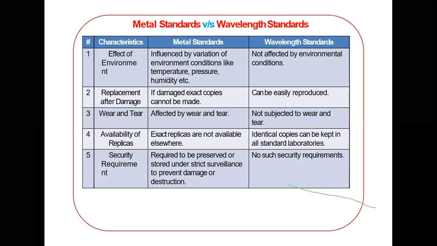Next is the effect of environment. The next slide is about the metal standards versus wavelength standards. So in the metal standards, first one is the effect of environment. So this is influenced by the variation of environment conditions like temperature, pressure, humidity, etc. So these are all the effects of environment in the metal standard. And the wavelength standard is generally not affected by the environmental conditions.